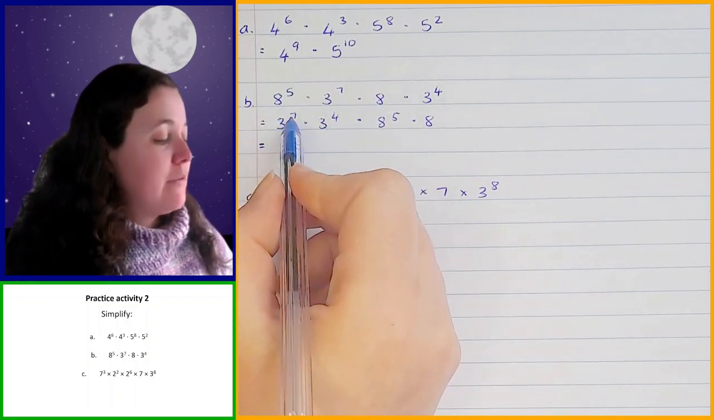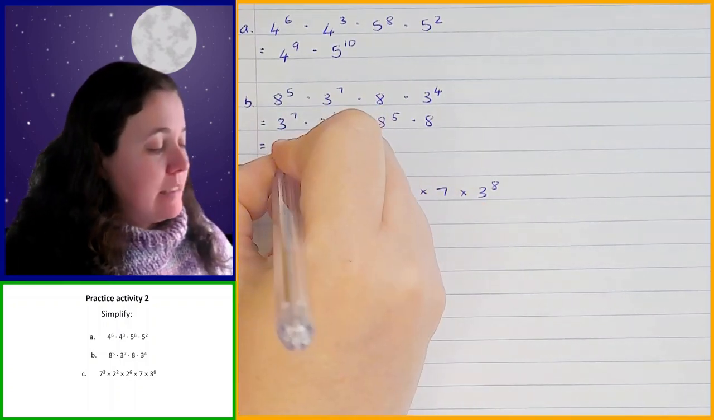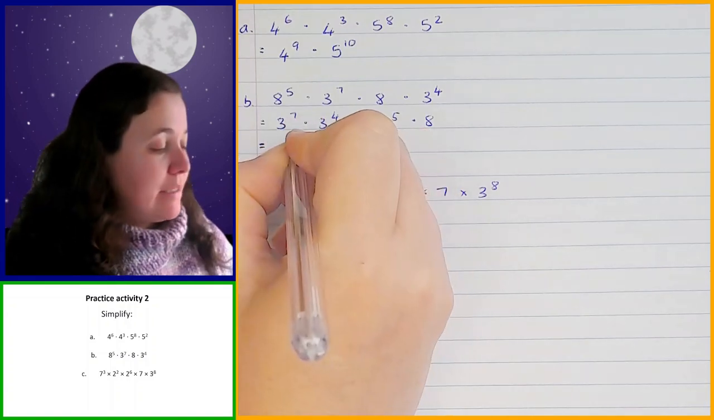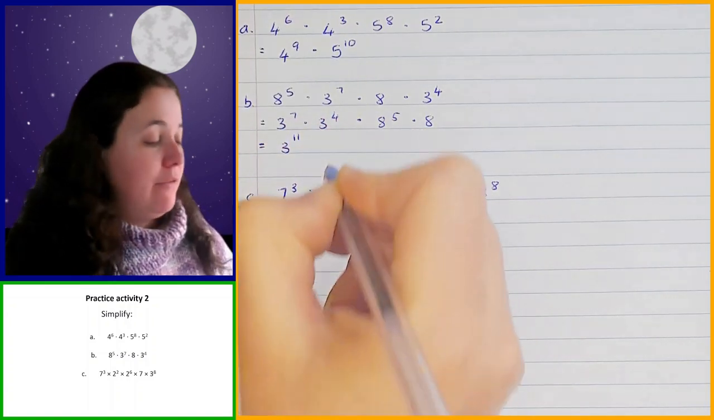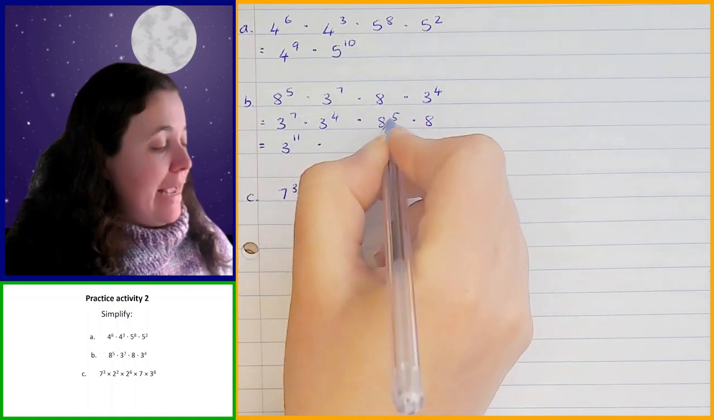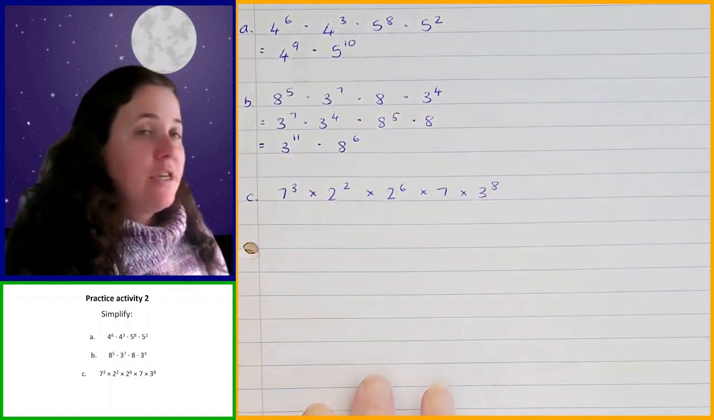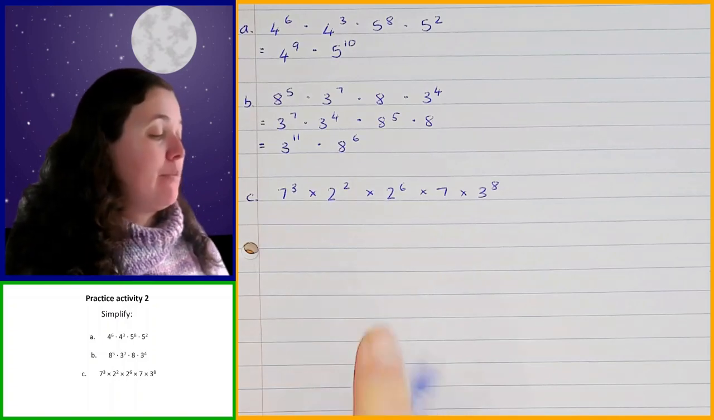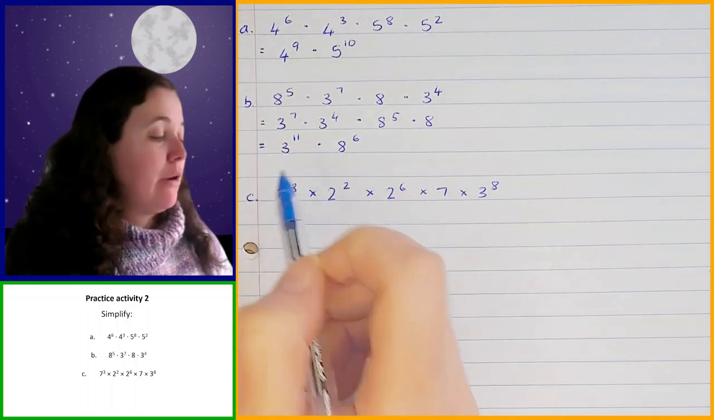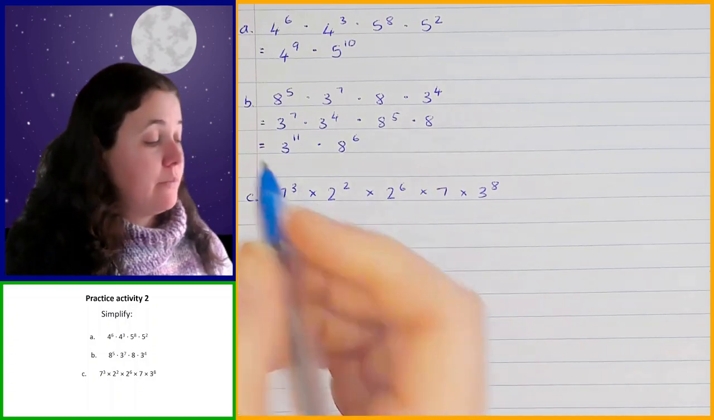Okay, so we've got 3 to the power of 7 times 3 to the power of 4. We keep the base the same, and 7 plus 4 gives us 11. So we have 3 to the power of 11 times, then 8 to the power of 5 times 8 is 8 to the power of 6. So that is what you should have got for question B. But if you had it as 8 to the power of 6 times 3 to the power of 11, it is still the same answer.